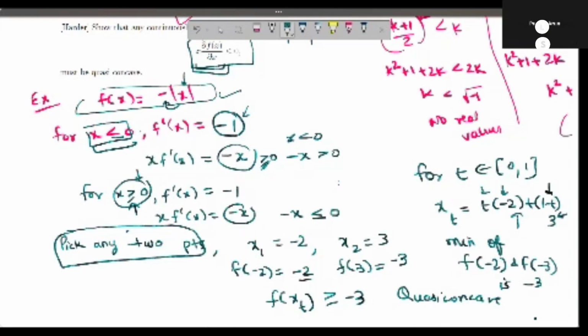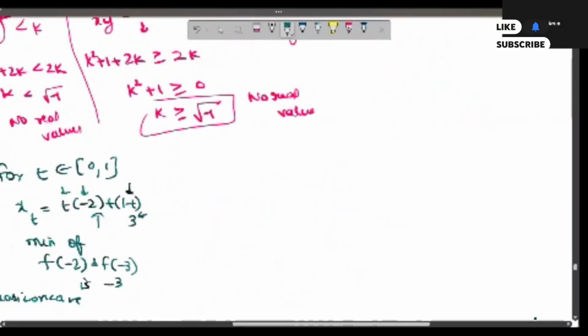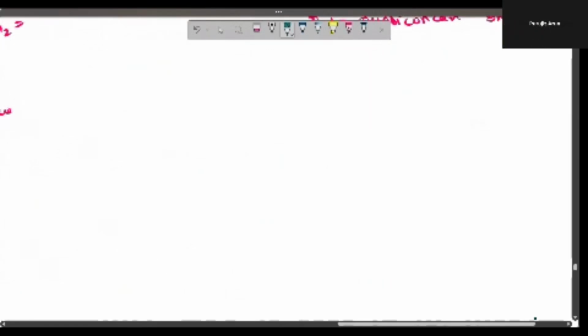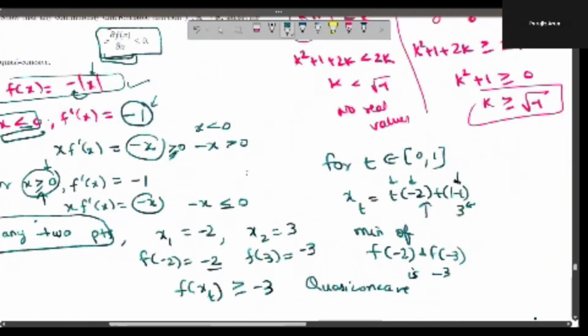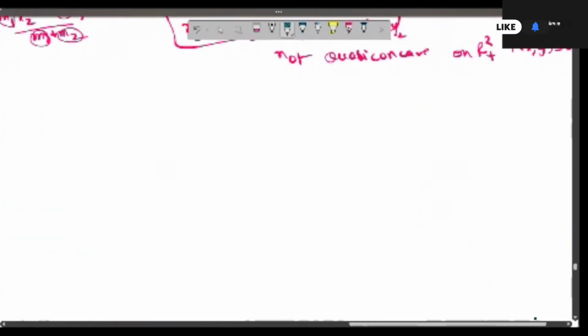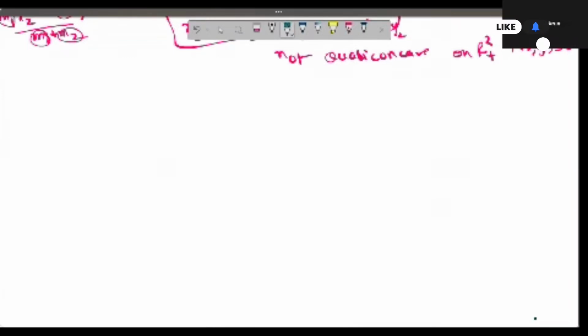But what if you hardly could remember what function I could have taken? Because over here we took two arbitrary points. So in that case, take the help of theorems. For example, you have to firstly find out the constraint, and then you need to prove whether the function is quasi-concave or not.